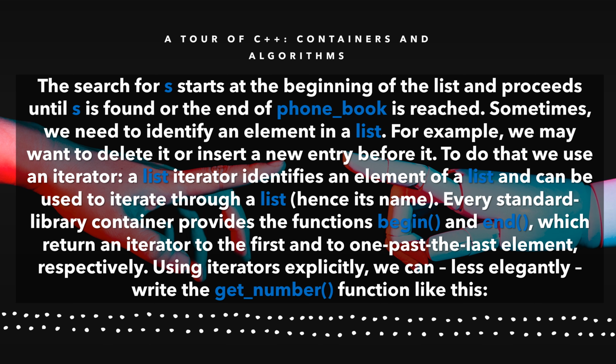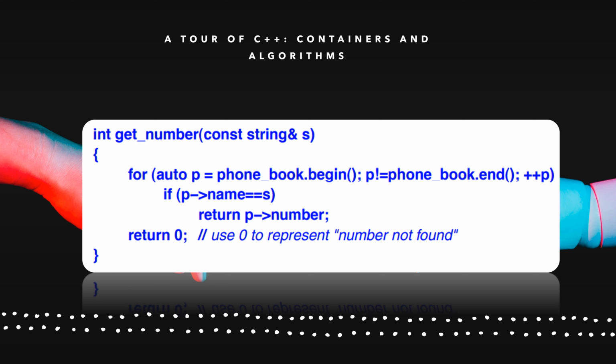Using iterators explicitly, we can less elegantly write the get_number function like this. int get_number(const string& s) { for (auto p = phone_book.begin(); p != phone_book.end(); ++p) if (p->name == s) return p->number; return 0; // use 0 to represent number not found } To access members of a structure through a pointer, use the arrow operator.